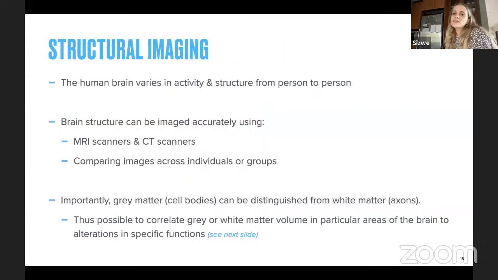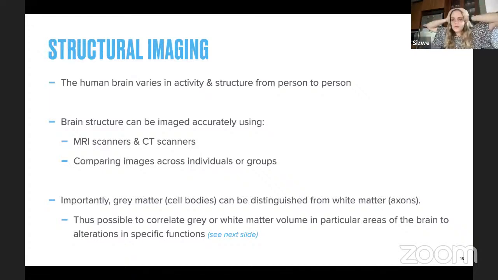Firstly, I want us to look at structural imaging. Structural means physically we are looking at the structure. How does it build up? How do the things connect? All of that stuff. So I've written here, the human brain varies in activity and structure from person to person. So in one person, let's say we're using fNIRS, which is a type of brain scanning thing. It's actually what I'm doing in my research, and so is Mr. Zondor.